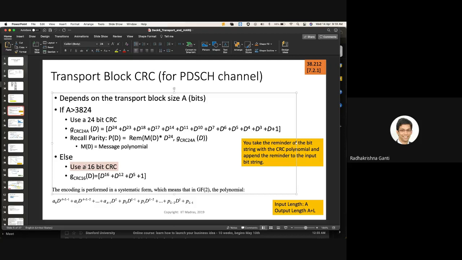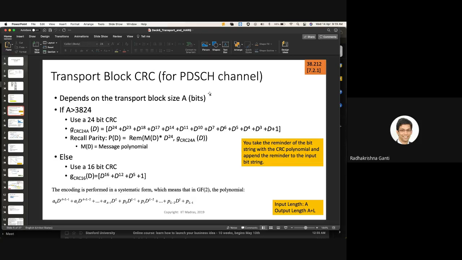CRC is generally defined in terms of a polynomial. Polynomial means essentially you can think of this as a big string of bits. Given a large string of bits, how do you find the CRC with respect to this particular polynomial? You divide the message polynomial by this polynomial, take the remainder and append the remainder. I will give a simple example of CRC in your homework. You can try this out. This is just for fun.